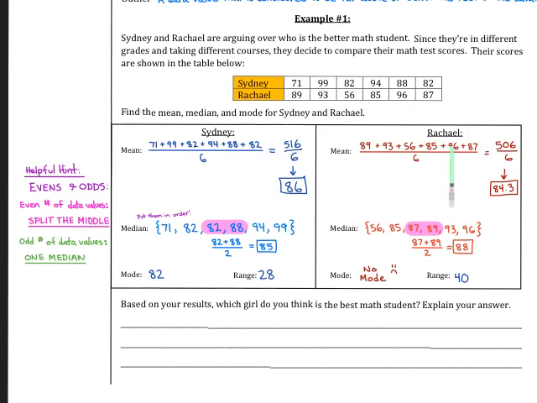So you can see she has 5 scores that are above 85, but her average is still not above 85 because of that 56. So you could make the argument that Sydney is the better student because she's more consistent. She doesn't have those really low test scores. But you could also make the argument that Rachel is the better student. She just had one bad day. Other than that, her median score is an 88, which is much higher than anything that Sydney's got going on here. So that's the cool thing about statistics.